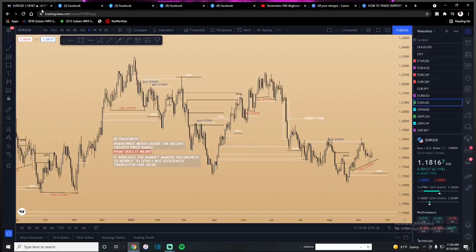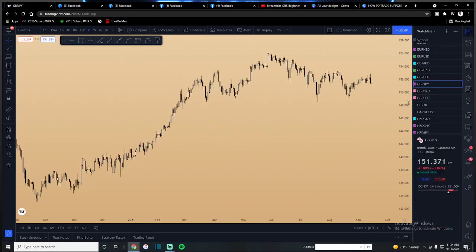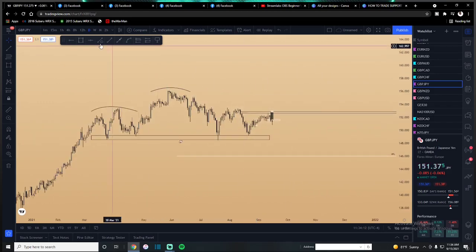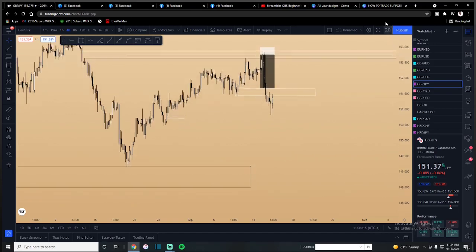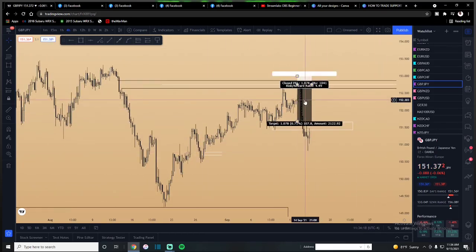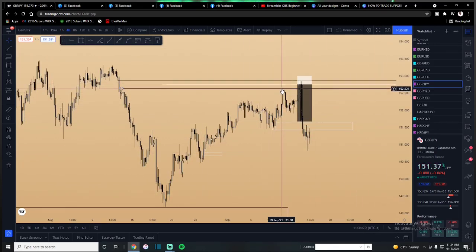So let's look at the GBPJPY on the 4-hour. You guys see the after effect right here. What happened? Price came and took out the previous day high and sold off. So how would you trade these fair value gaps, these retracements in price?